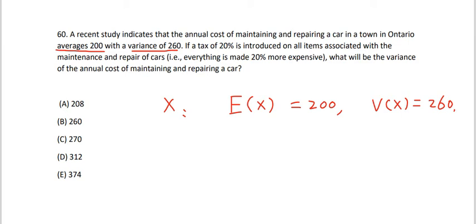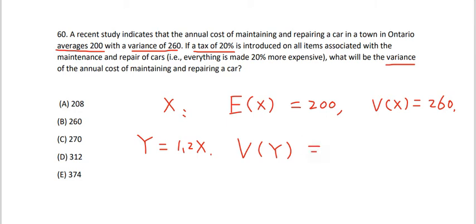So now we put on a 20% tax. So the cost becomes y, which is x with 20% added, so that equals 1.2x, right? What do we want to find? We want to find the variance for this y. So we just find V(y).